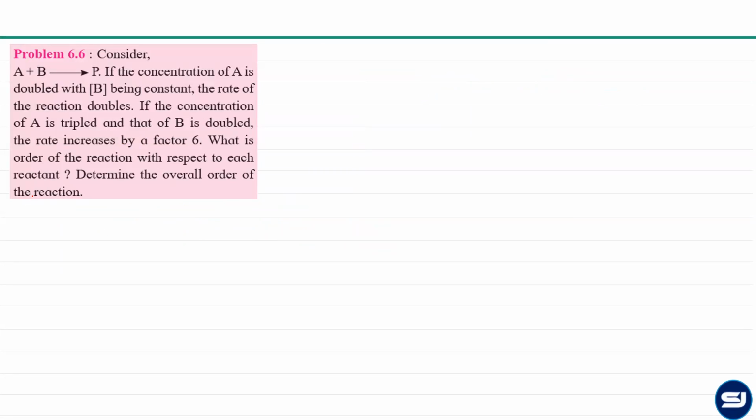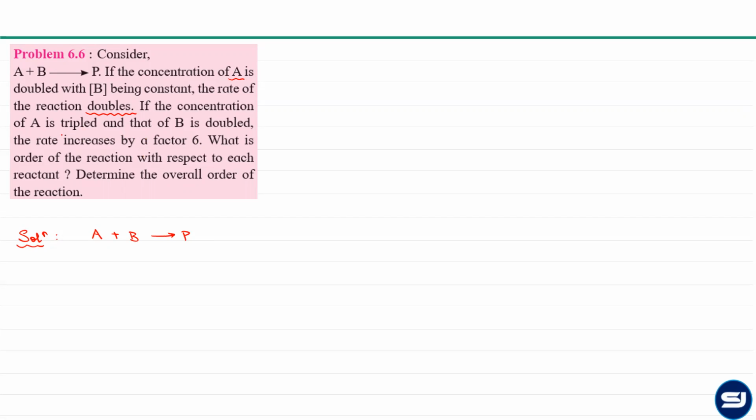Next. Consider a reaction A plus B giving you the products. A plus B giving you P. If the concentration of A is doubled with B being constant, the rate of the reaction doubles. तो यहाँ स्टेटमेंट से अगर A को डबल किया B कांस्टेंट रख के तो रिएक्शन भी डबल होता है, मतलब it's first order with respect to A. If the concentration of A is tripled and that of B is doubled, the rate increases by a factor of 6.